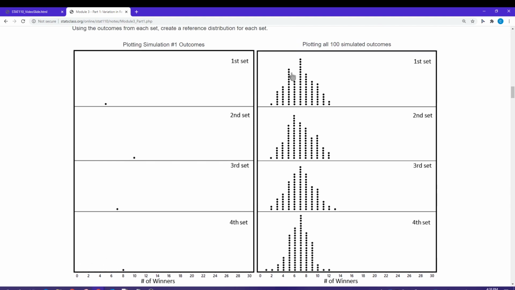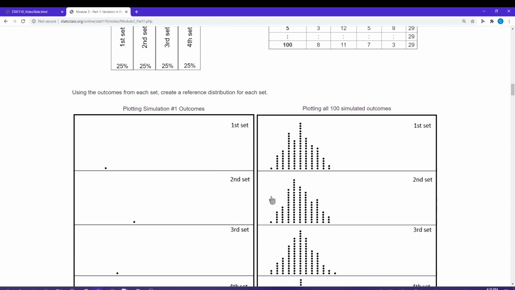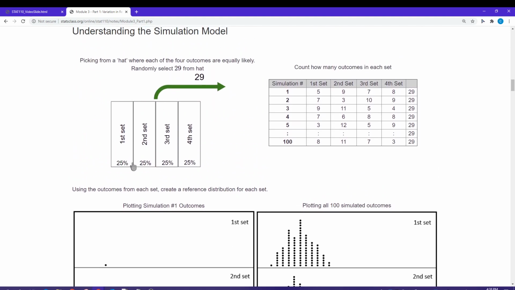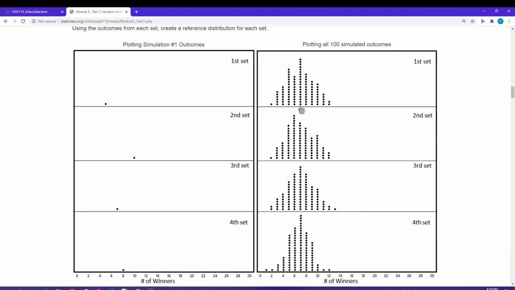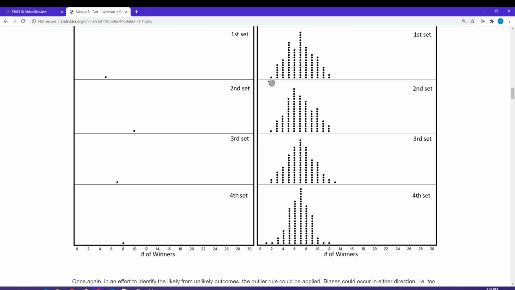Now these reference distributions all look fairly similar to one another, and they should, because I'm pulling these outcomes from a hat where they are equally distributed across the 4 categories. So these reference distributions are all going to have expected values of 7.25. They're all going to settle down at about the same spot on the left side, and they're all going to settle down about the same spot on the right side as well. Again, because these are generated under a no bias situation, or where all 4 outcomes are equally likely to occur.